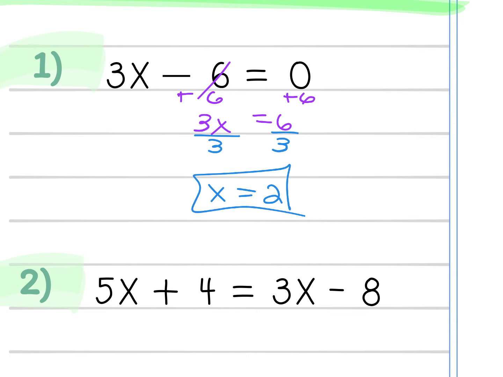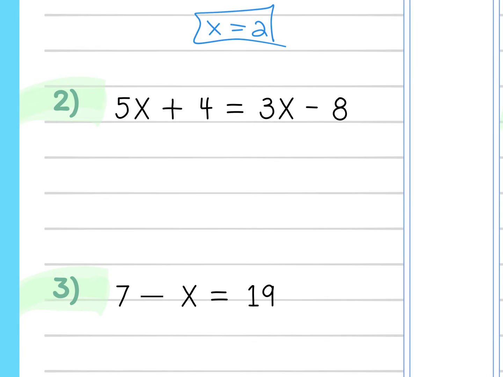The great thing about all of these is you can check every single one of these answers by plugging it back in. So if I have extra time, I take that 2, I plug it back in here. I'd get 3 times 2 minus 6 equals 0. 6 minus 6 equals 0. And 0 equals 0. So every single one of these can be checked.